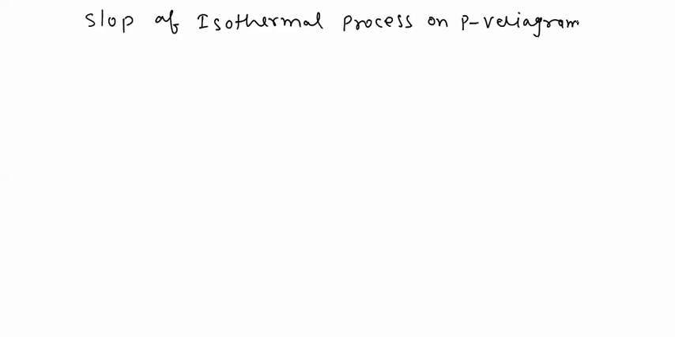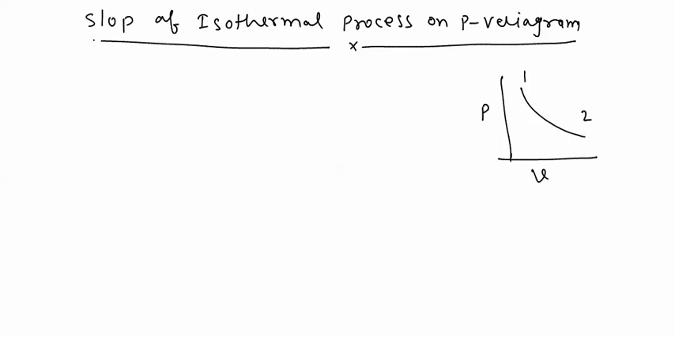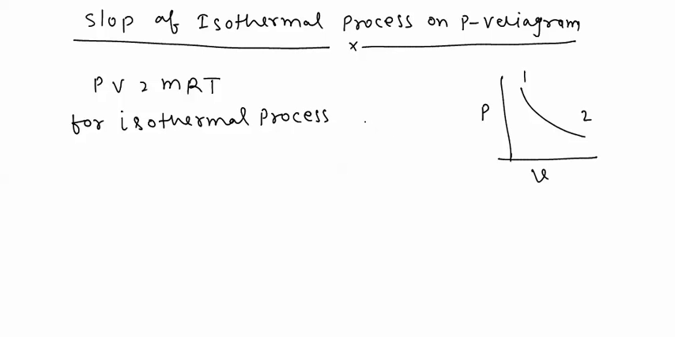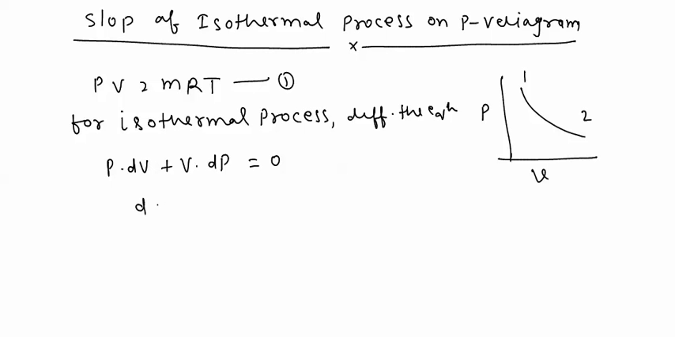Let's consider a PV diagram. That is 1 to 2 is a process, and we have to check the slope of the isothermal curve on the PV diagram. We know that PV is equal to mRT, that is your ideal gas equation, but for the isothermal process, T is a constant, and we will differentiate the equation. Then we will see PdV plus VdP is equal to 0, or the slope of the isothermal process is equal to minus P by V. That is the slope of the isothermal process.